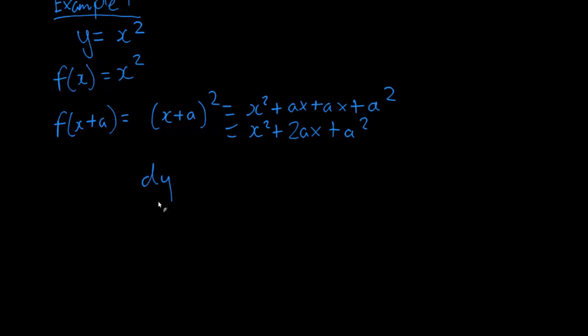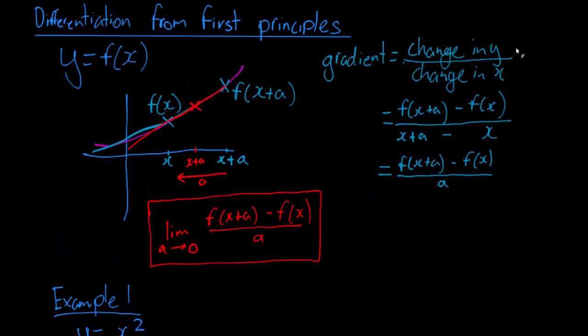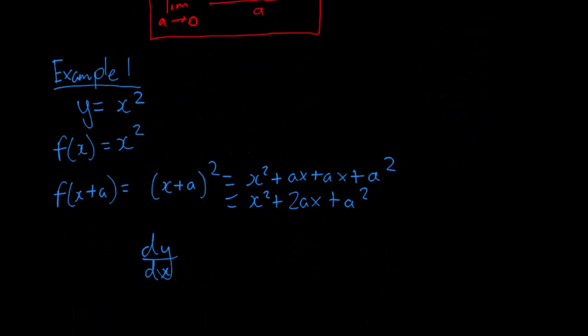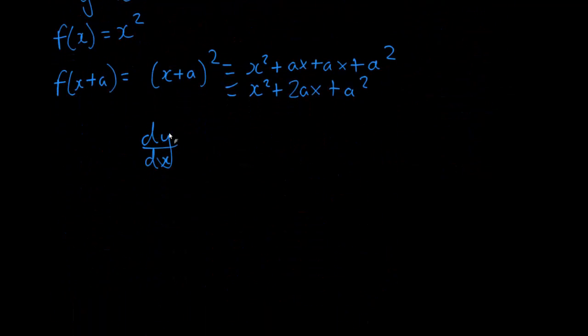That dy over dx, that d kind of stands for a little change in y over a little change in x. And if we go back to our original gradient, that's really what we're doing. So change in y over change in x. So just think of dy dx as being a little change in y over a little change in x, which is what we were doing with that really small a.